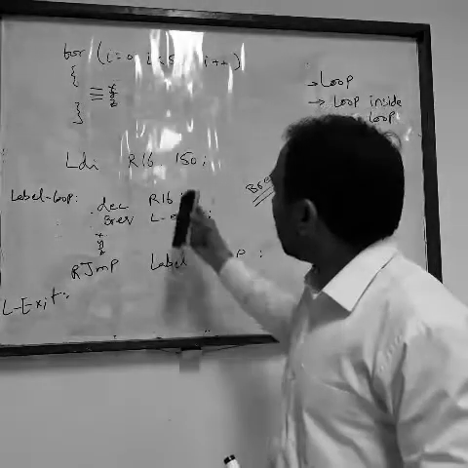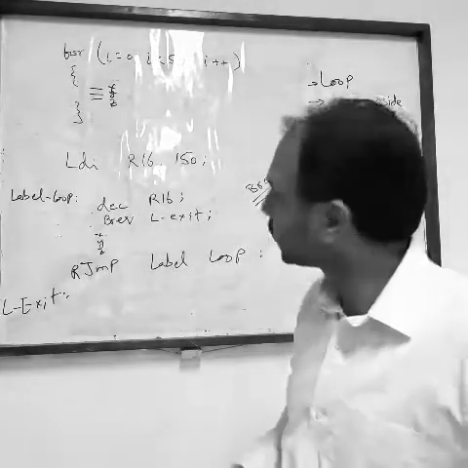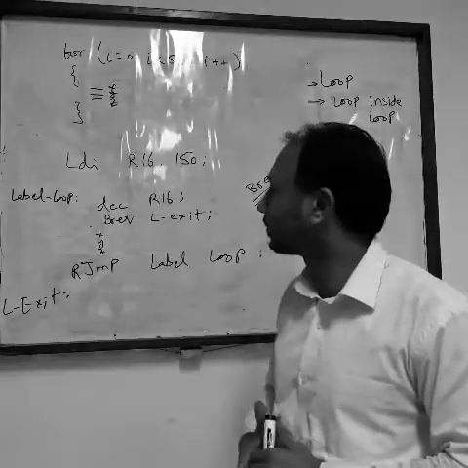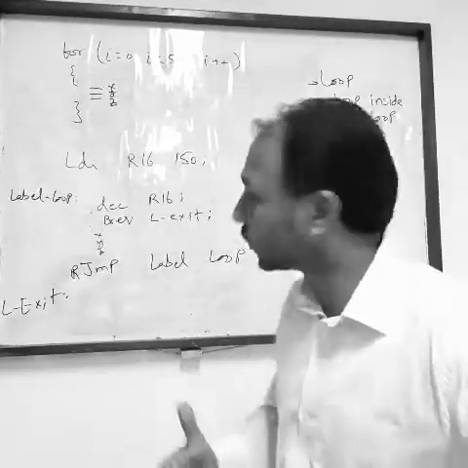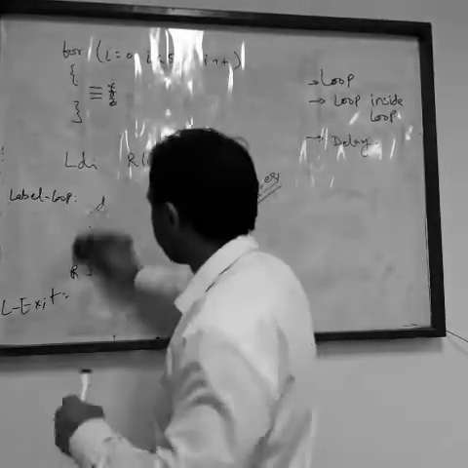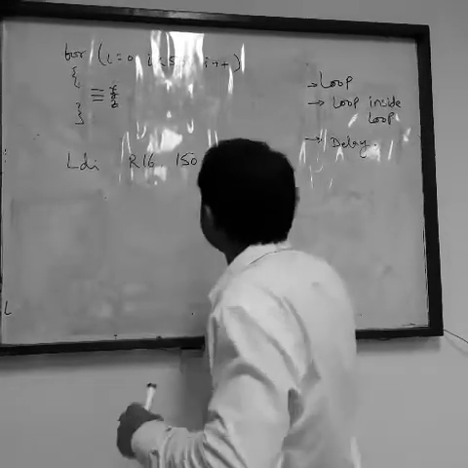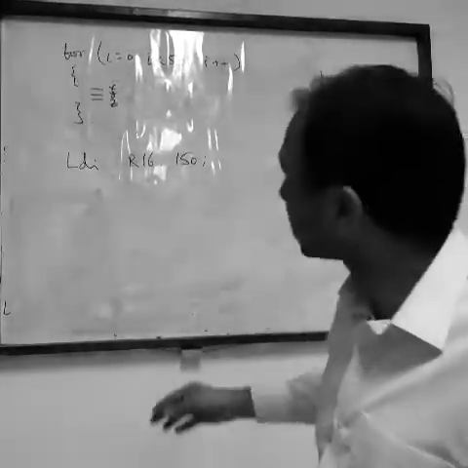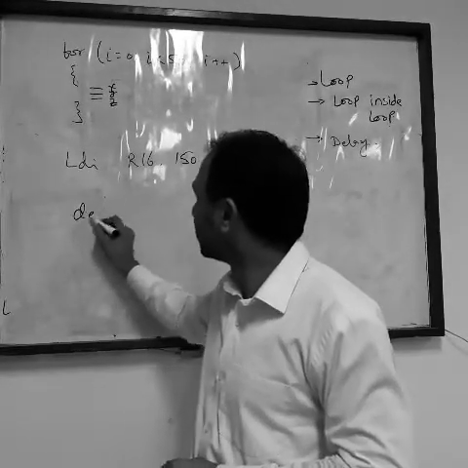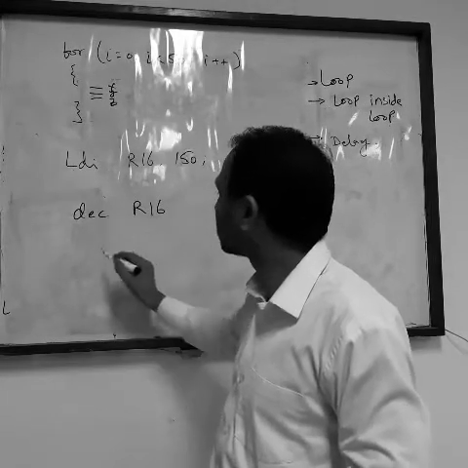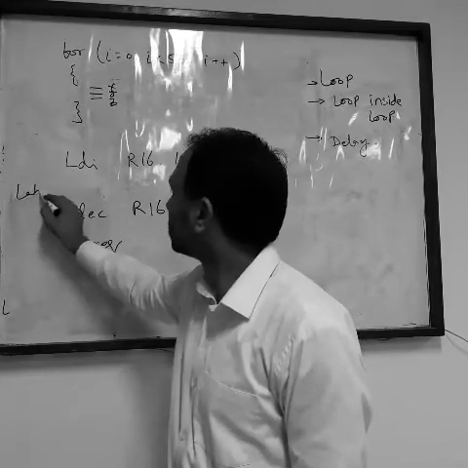Now, how many times can this loop be run? Maximum, how many times can it be run? I'm just going to take an easy example where we only focus on our loop instead of our instructions. Let's say you have LDI R16, 50, you decrement R16, and here you say branch equal label.